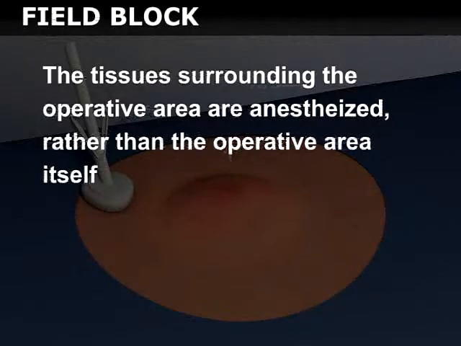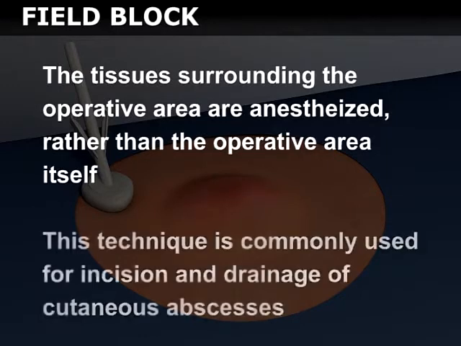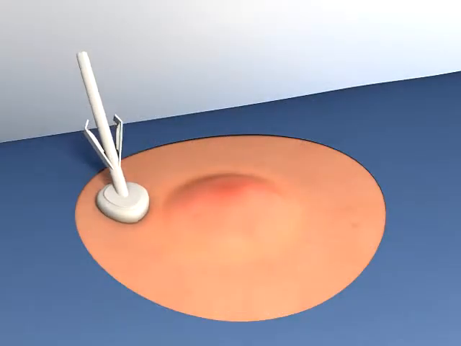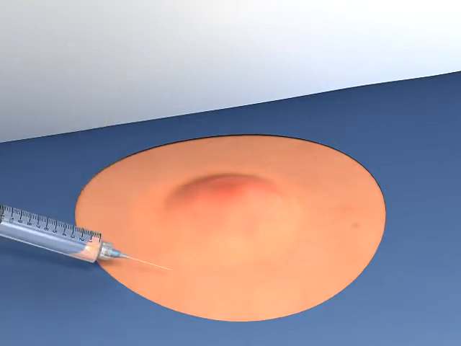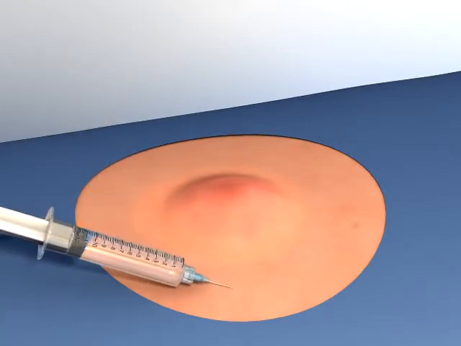A field block is a technique in which the tissues surrounding the operative area are anesthetized, rather than the operative area itself. This technique is commonly used for incision and drainage of cutaneous abscesses. First, prepare the skin with a skin cleansing agent. Using a small needle, create a skin wheal just outside the affected area.